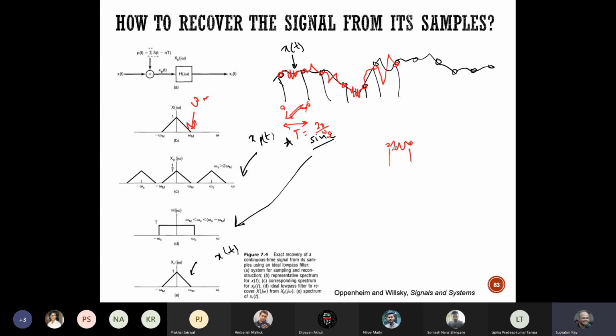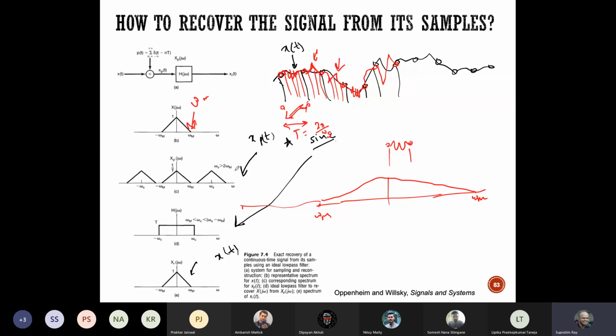Okay, and if the signal is really doing something of this sort, these are very sharp edges which actually have very high frequencies, because the signal suddenly changed very fast. So these will have a frequency representation that is quite wide. Omega m has got to be quite large, and to represent that you need to sample very fast. So you need an omega s which is much larger, and therefore a T that is much smaller.